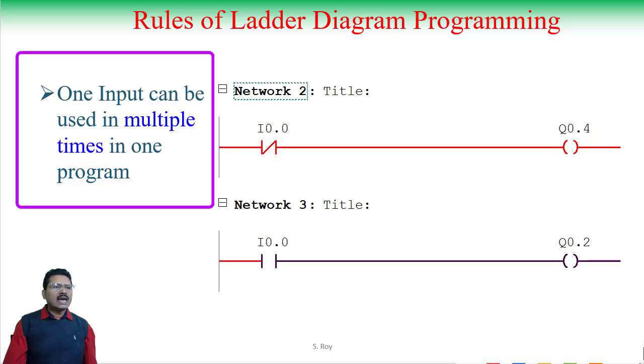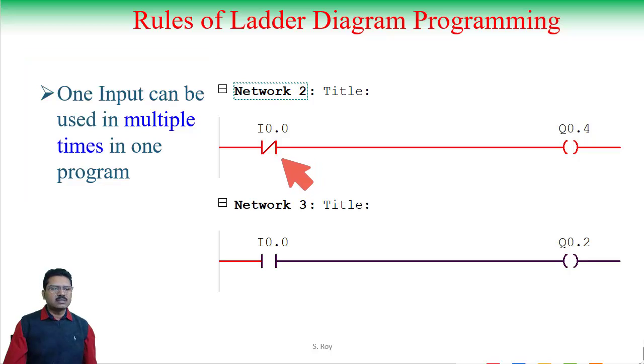One input can be used multiple times in one program. Say a particular program has many rungs or networks, then a particular input might be used in several positions. In this example, in this rung I 0.0 has been used. In this rung I 0.0 has also been used.